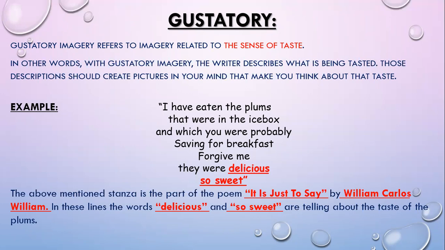We can take other examples like yummy pizza. See, again, yummy pizza. Now, what is this? It is telling you about the sense of taste. How is it? It's yummy. Bitter gourd. So now the sense of taste is telling us the bitter gourds are bitter.